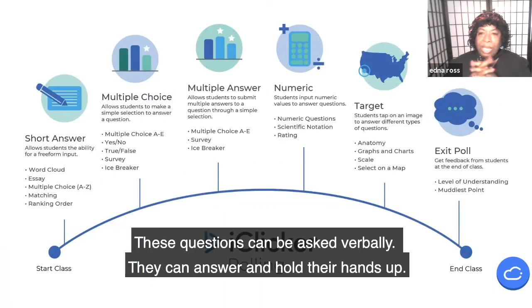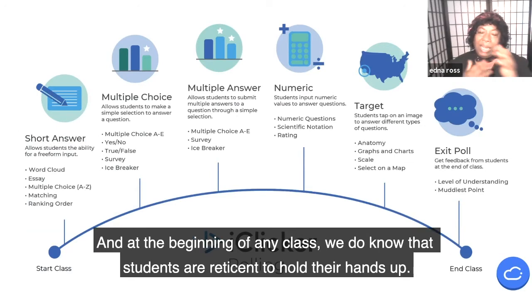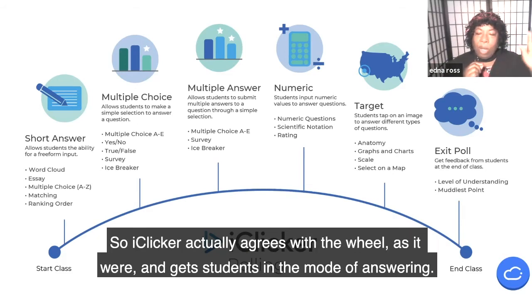These questions can be asked verbally. They can answer and hold their hands up. And at the beginning of any class, we do know that students are reticent to hold their hands up. So iClicker actually greases the wheel, as it were, and gets students in the mode of answering.